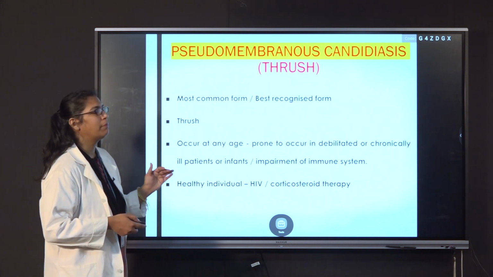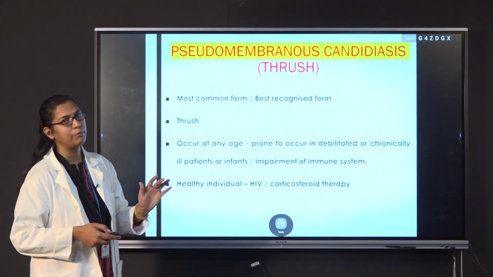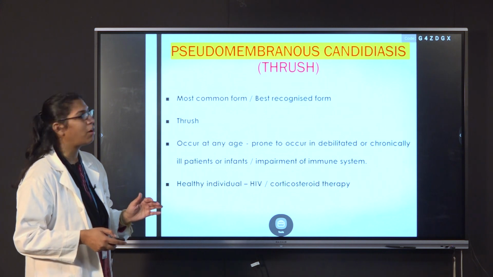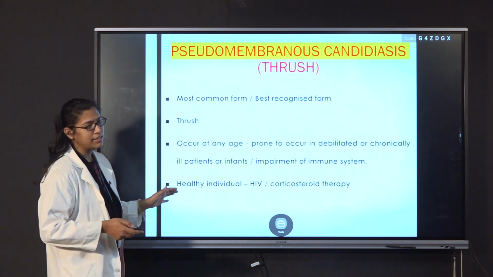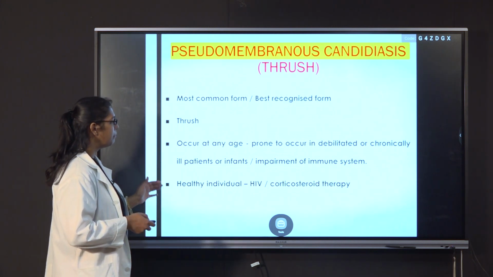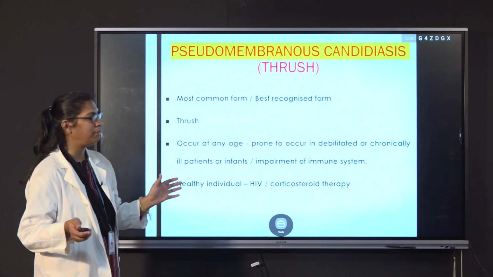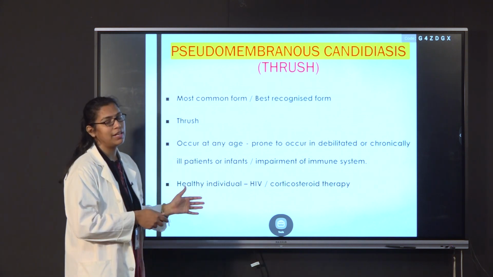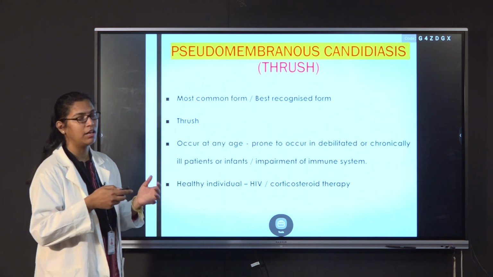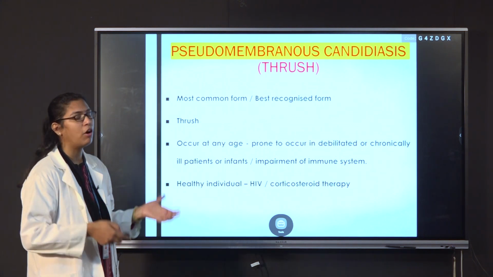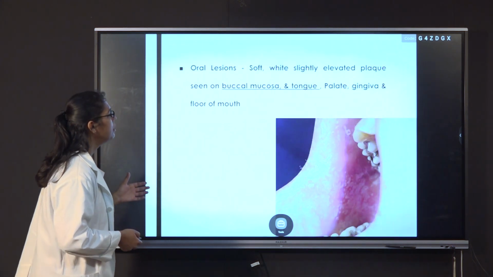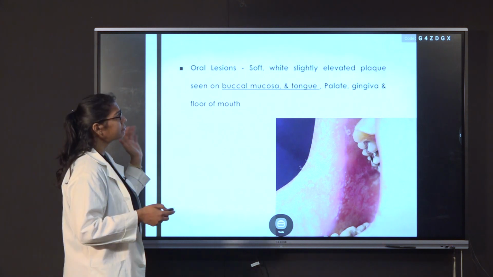The first is pseudomembranous candidiasis, a very important type of candidiasis. It is the most common and is also called thrush. It can occur at any age. It can occur in debilitated or chronically ill patients, infants, or those with impairment of the immune system. These are also seen in healthy individuals who are taking corticosteroid therapy or who are suffering from HIV.